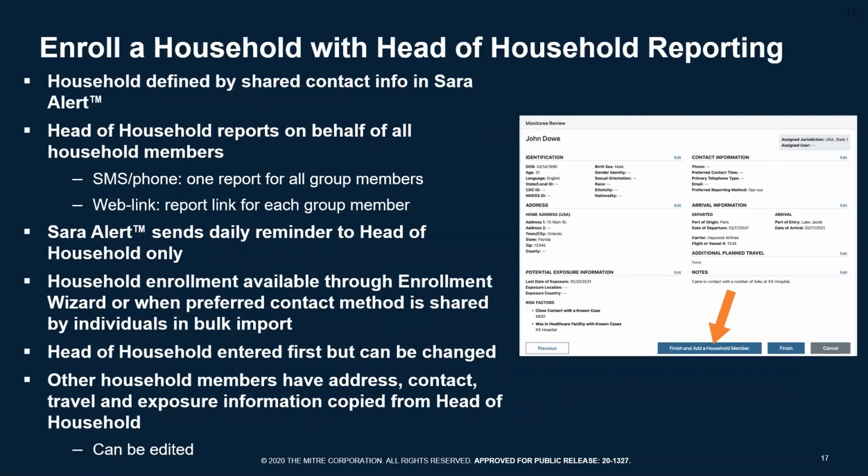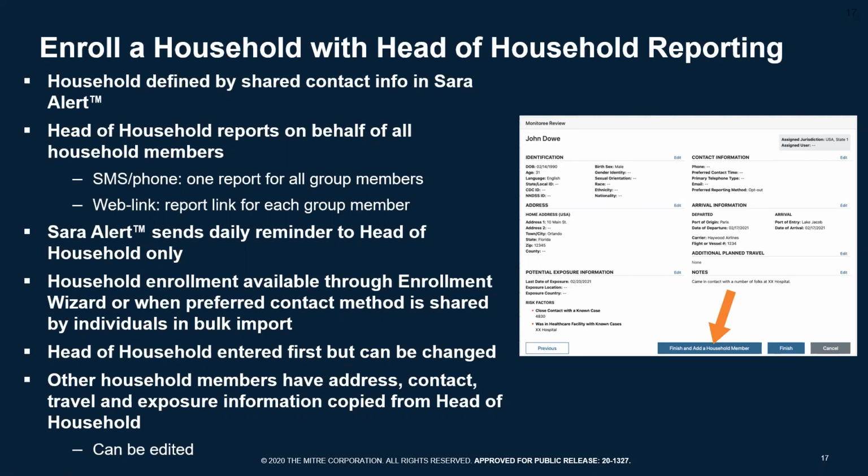Sara Alert also supports the capability to enroll entire households. This could be, say, a few folks in the same household where one person wants to report symptoms for others in the household. For example, parents with children where one of the parents wants to report on behalf of the children, or elderly monitorees that have an adult child who submits reports on their behalf.